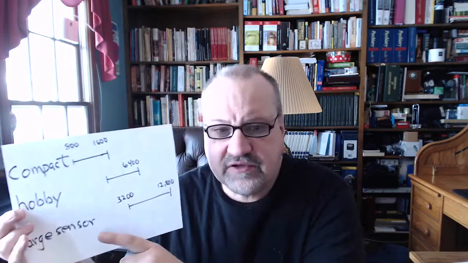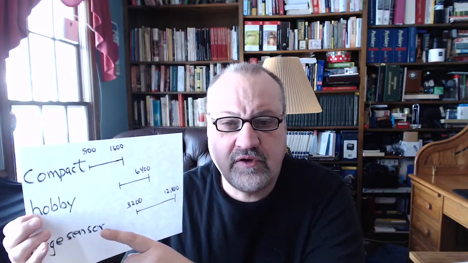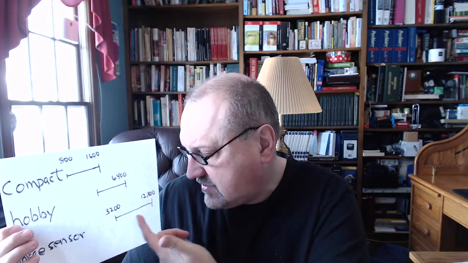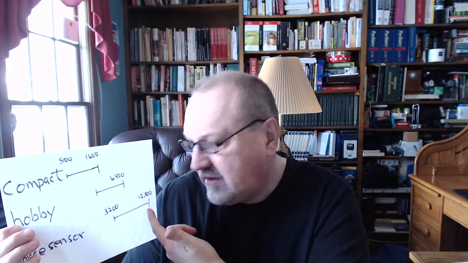With a large sensor camera, we're talking about a Micro Four Thirds or an APS-C camera that's like a DSLR or a full frame camera. Expect to get reasonable pictures ranging from an ISO of 3200 to 12,800. Those are the top limits. Again, you always want to use the lowest ISO possible, usually 100 or 200.